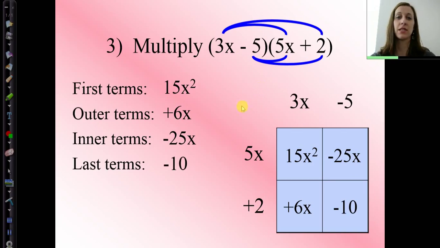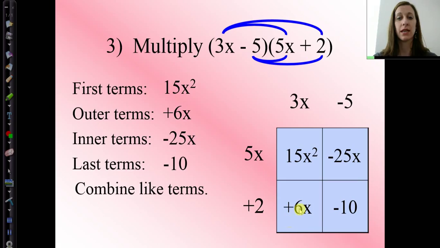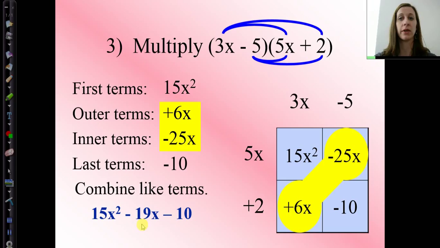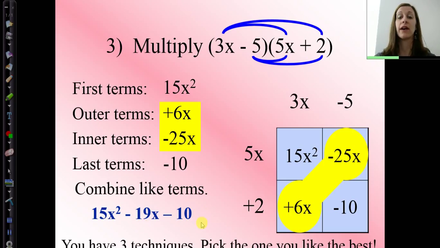And so as you can see, this follows the same exact format as FOIL or the distributive property. And then, as always, you have like terms to combine. The 6x and the negative 25x, when we combine those, will give us negative 19x for that middle term in the trinomial. So you have 3 techniques. Pick one that you like the best.